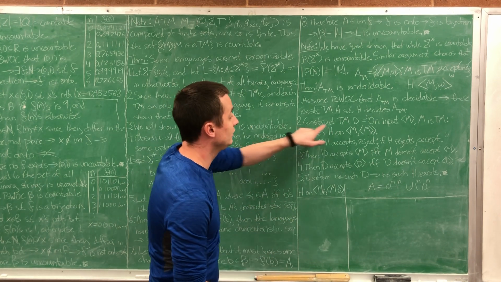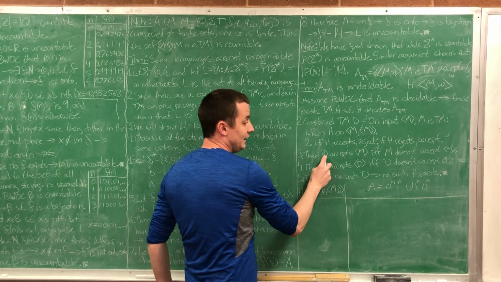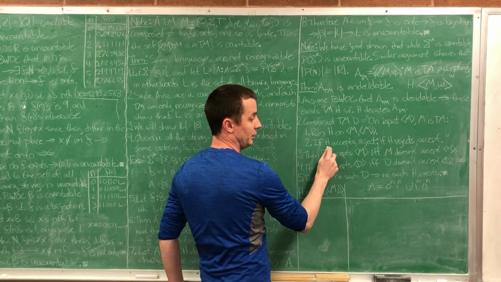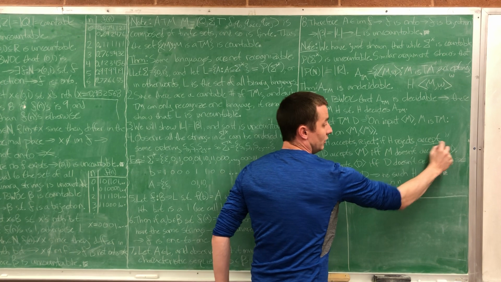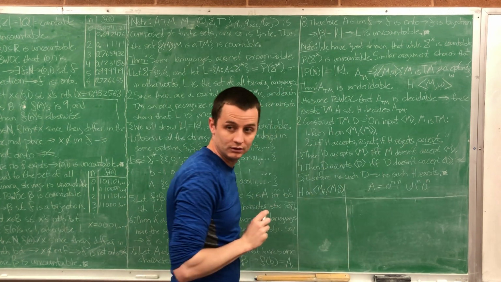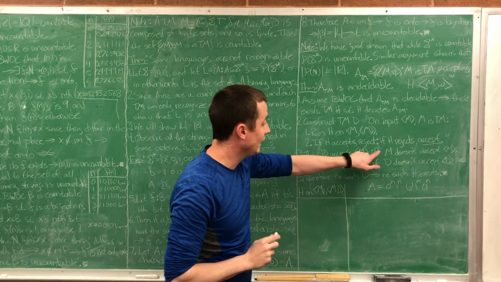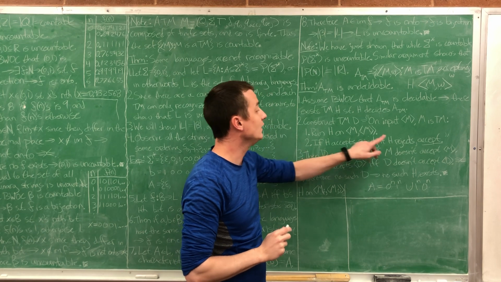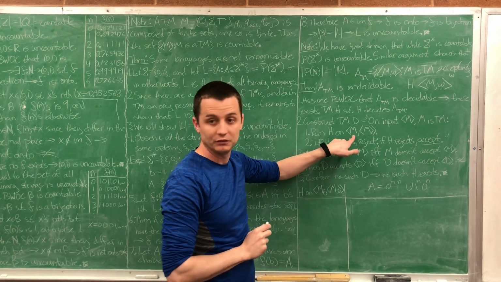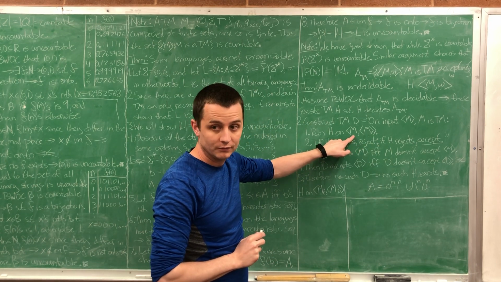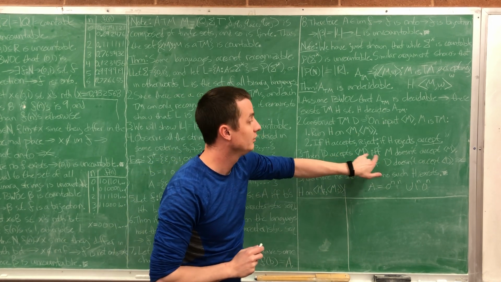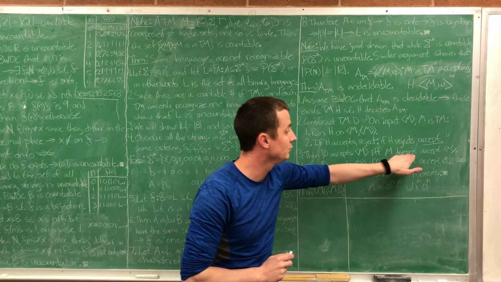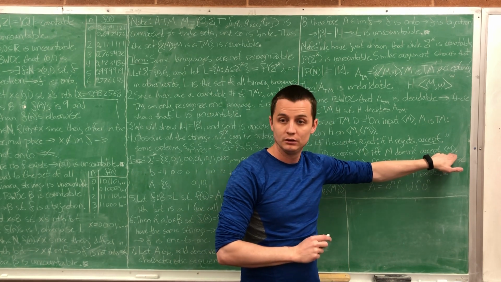When does our machine D accept? D accepts, sorry, up here, when H rejects. And what does H do? H runs a Turing machine on itself. So our machine D accepts M if and only if M does not accept itself.